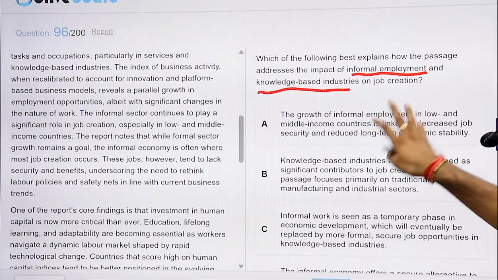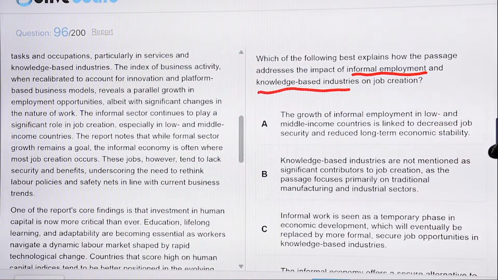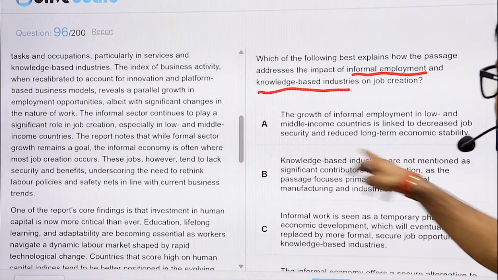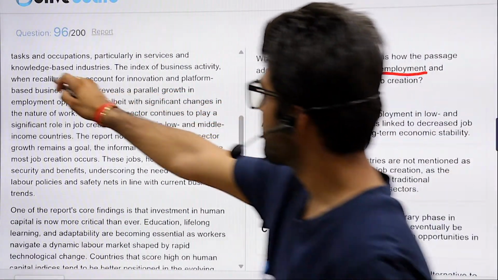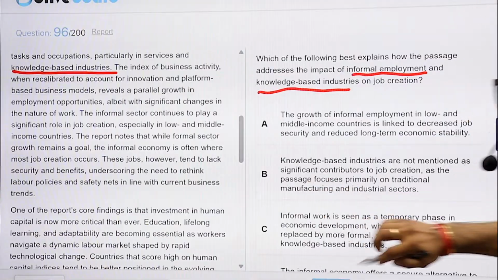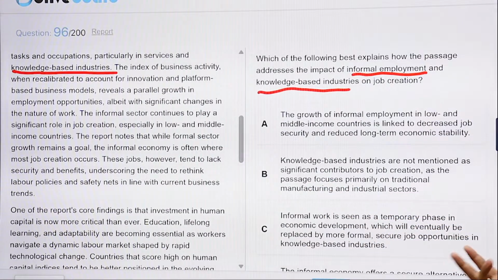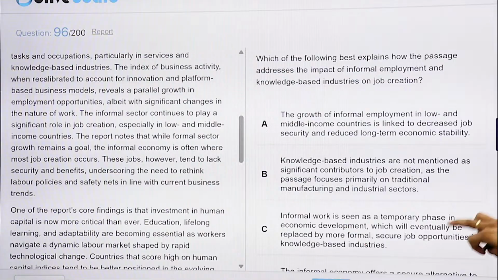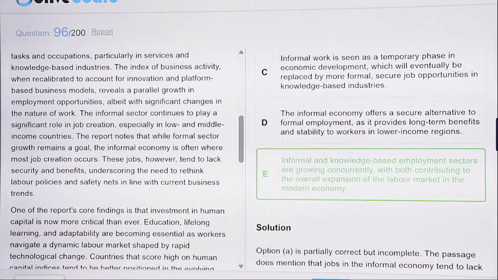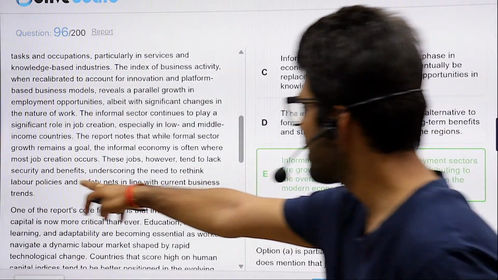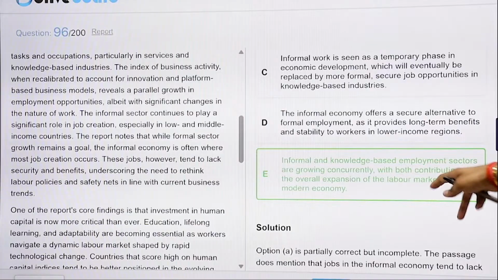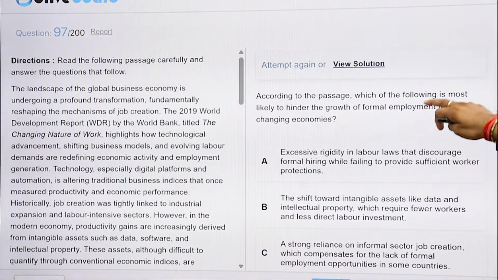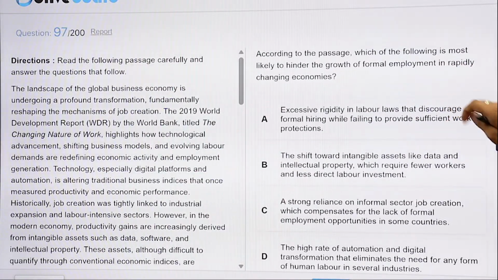The first one is just talking about the informal one, not the knowledge-based. Knowledge-based is not mentioned. They have mentioned knowledge-based industries. They've talked about both. Informal is seen as a temporary phase, which will be replaced by more formal. They haven't said so. D and E. Informal offers a secure alternative. No, it lacks security. So the only option left. Yes, brother. According to the passage, that was tricky, honestly.